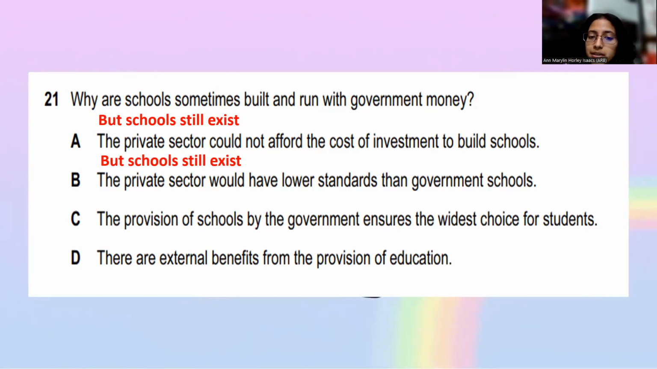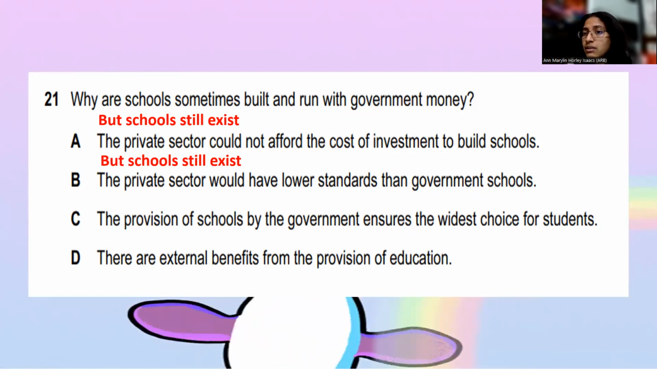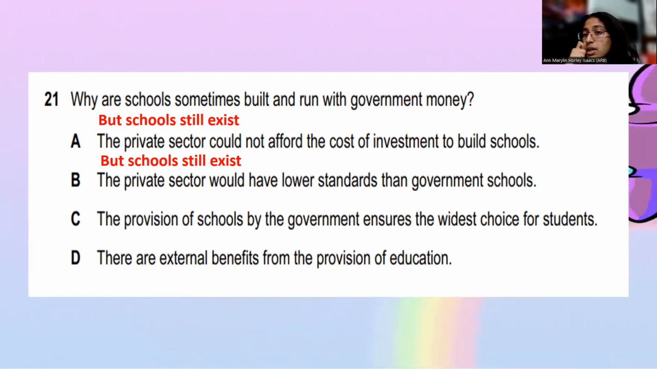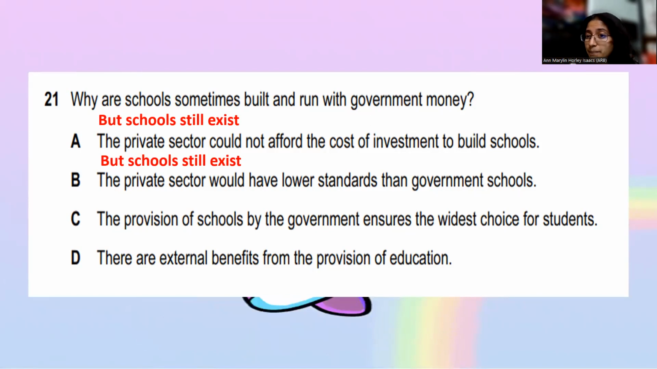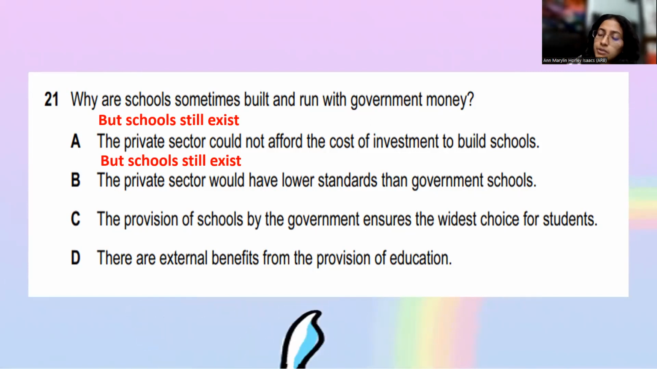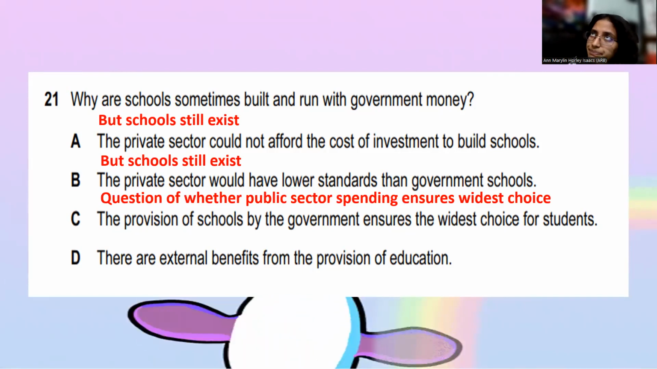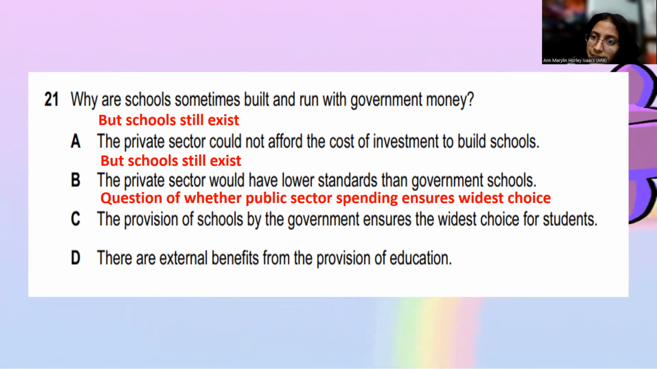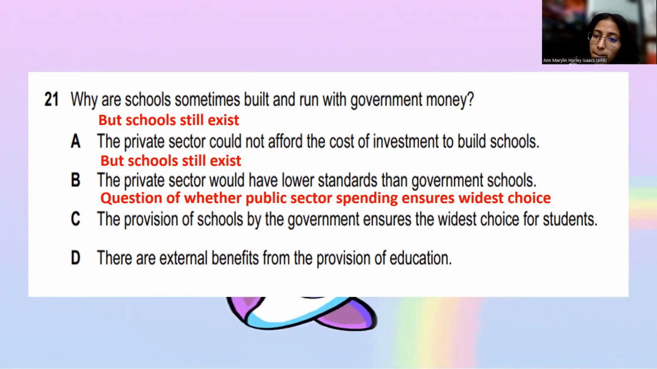Provision of schools by the government ensures the widest choice for students. Usually, government schools are quite limited because it's run with the welfare in mind. It's being run with government money. So usually, just the basics are there. You've got your basic subjects, you've got your basic amenities, you've got a school hall, you've got a school library, you've got a staff room, all these things are there. But it is not well endowed, unlike private schools.